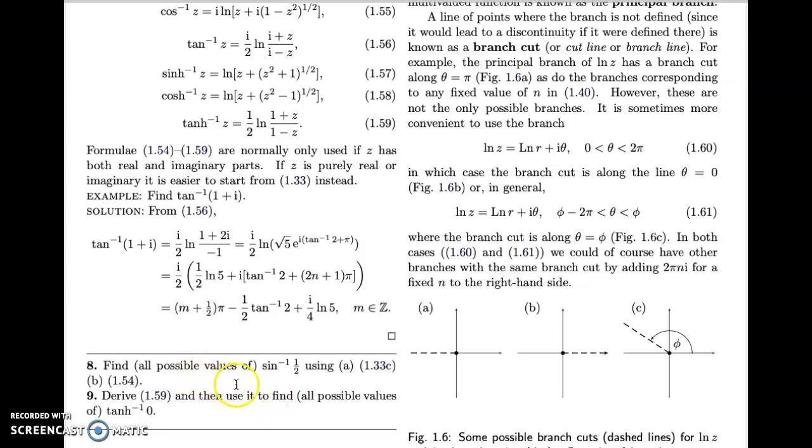And really find all the values. You know there's infinitely many, so you have to find all of them. We'll give a formula for all of them. And again, I underline all possible values of inverse tangent of 0. It's not just one value. You have to find all of them. Okay.